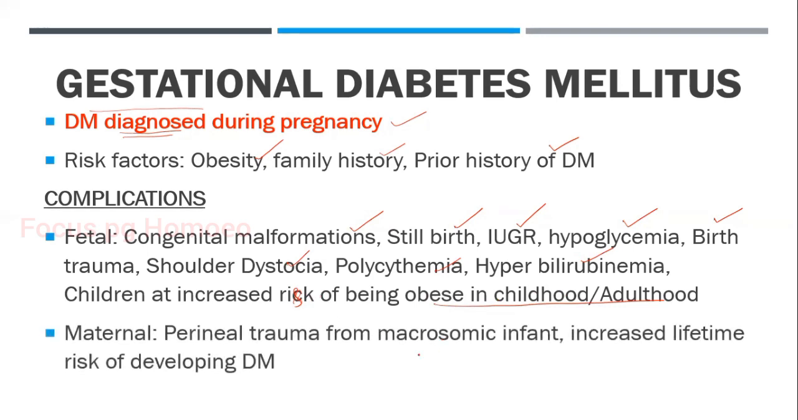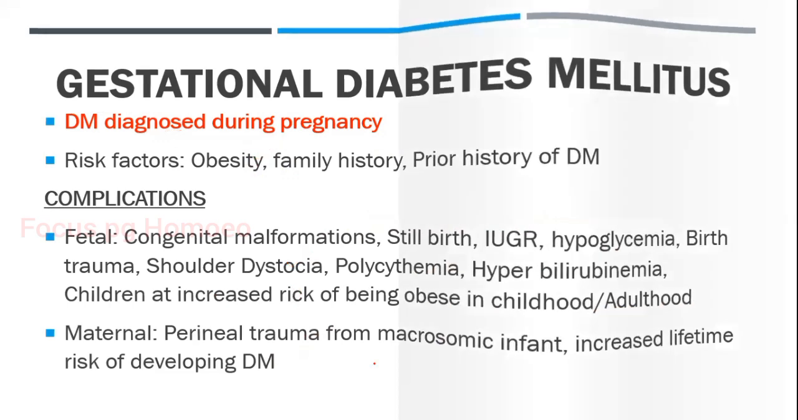Maternal complications are perineal trauma from a macrosomic infant because of the increased weight of the fetus. Two complications: obesity and diabetes mellitus. Obesity in pregnant women and gestational diabetes mellitus are the two conditions which are associated with macrosomia and increased lifetime risk of developing diabetes. So this mother who has been diagnosed with gestational diabetes, few mothers, after the pregnancy or after the delivery, become normal. Their sugar levels all become normal, but that mother is prone to get diabetes again in her future life.